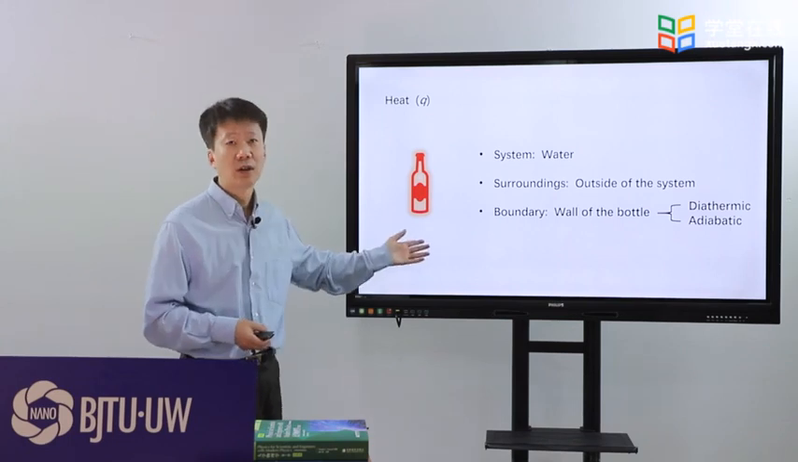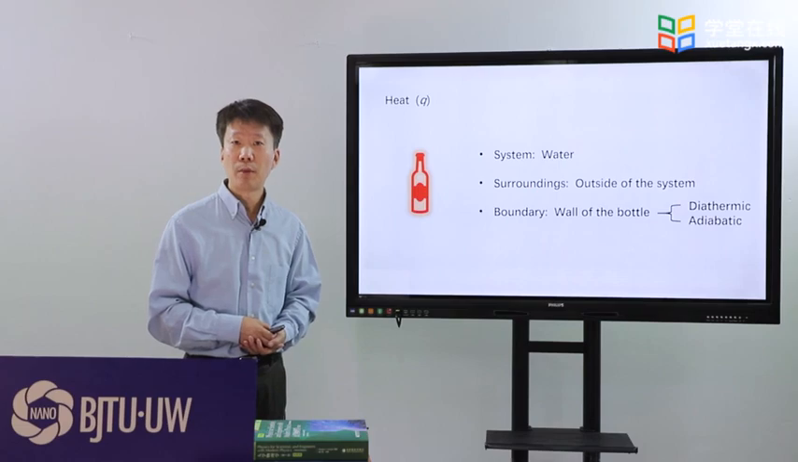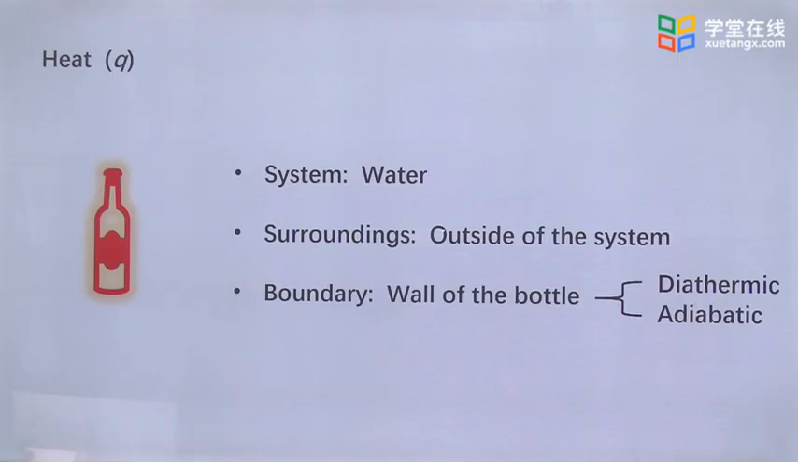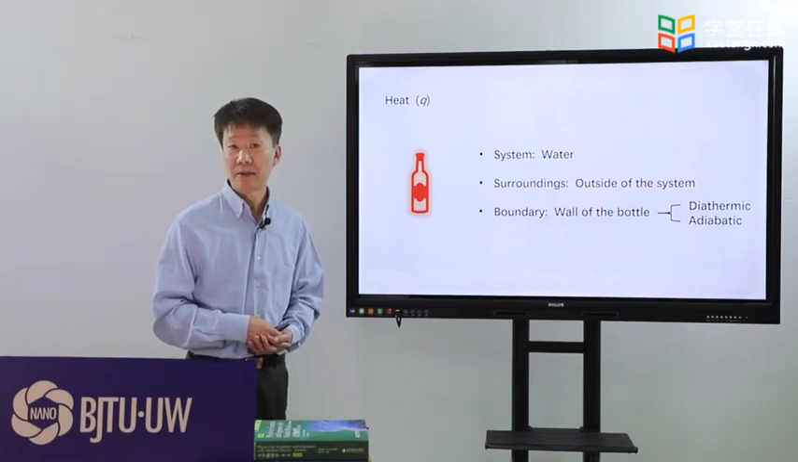Heat transfers from the system to the surroundings through a boundary, the wall of the bottle. The wall here permits heat transfer, is diathermic. If the wall does not permit heat transfer, the wall, or precisely the boundary, is adiabatic.